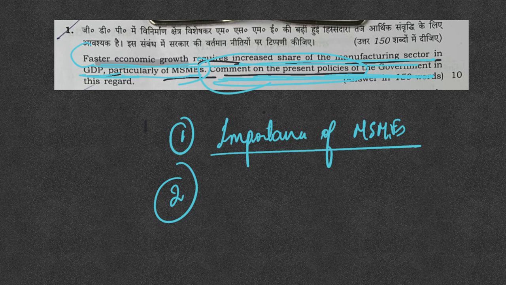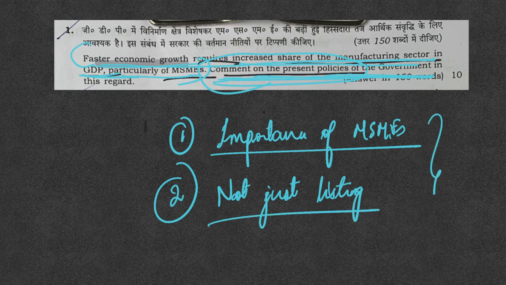For instance, if there is a scheme that provides loan or credit for the MSMEs, then you should not just mention that there is this scheme which provides loan to the MSMEs. Rather, you should write a brief comment upon the scheme. That is, this will help the MSMEs to have access to formal channels of credit, or whatever be the comment. So it has to be a comment on the government policies and not just a listing of the government policies.